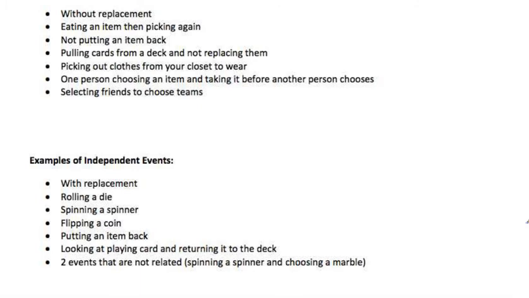And then 2 events that are not related. So spinning a spinner and choosing a marble. If the first event says spin a spinner and then it says choose a blue marble, those 2 events are independent of each other because spinning a spinner has nothing to do with choosing a marble.